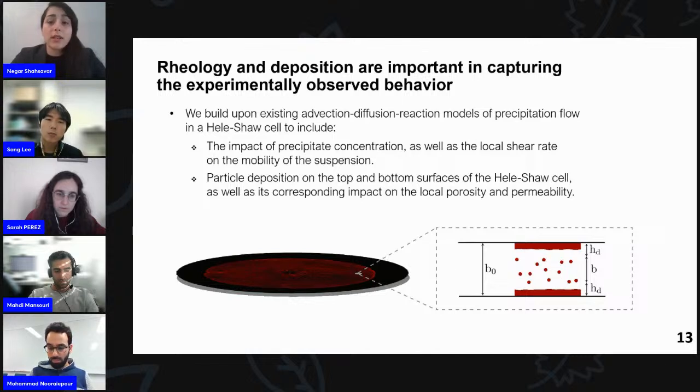The local shear rate at the band is going to control the mobility or the effective viscosity of the suspension because of the particle agglomerations, and also particle deposition on the top and bottom glasses of the Hele-Shaw cell can affect the local permeability and porosity of the cell. So in our model, we solve for the evolution of b, which is the available gap thickness for the suspension flow to happen.